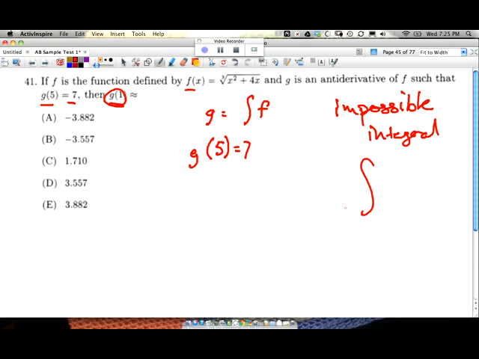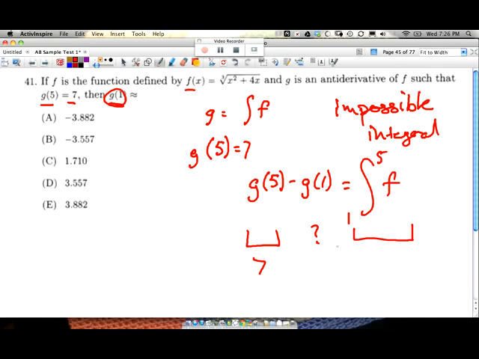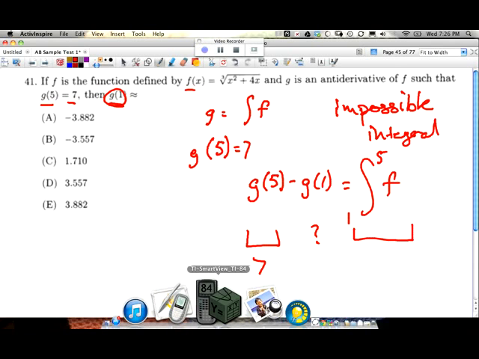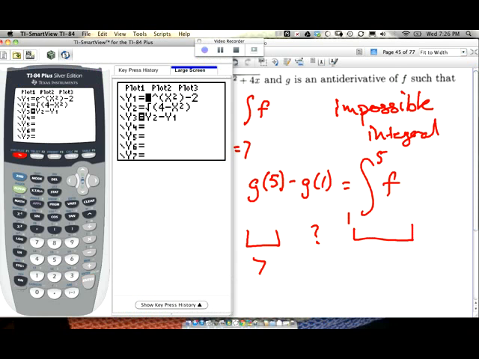Let's say we set up an integral from 1 to 5 of f. What does that equal? Well, that equals g of 5 minus g of 1. We can calculate this side using a calculator, and we know g of 5 equals 7, and then we'll know the mystery. What's g of 1? Well, let's do that then. So we got to calculate this business. We got to plug in this function. I'm going to clear out these 3 functions.